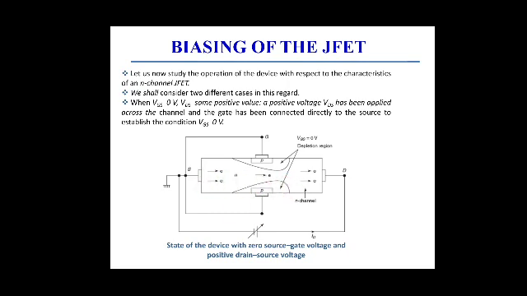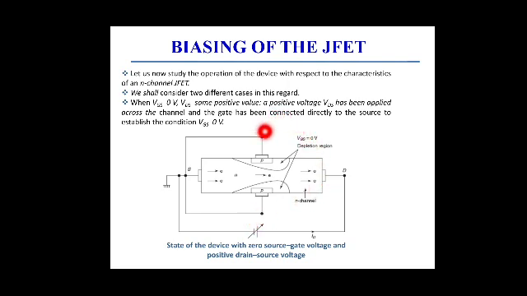So here you can see the biasing. The biasing is done in such a way that the source is connected to the negative terminal and the drain is connected to the positive terminal. Okay, so that is it.